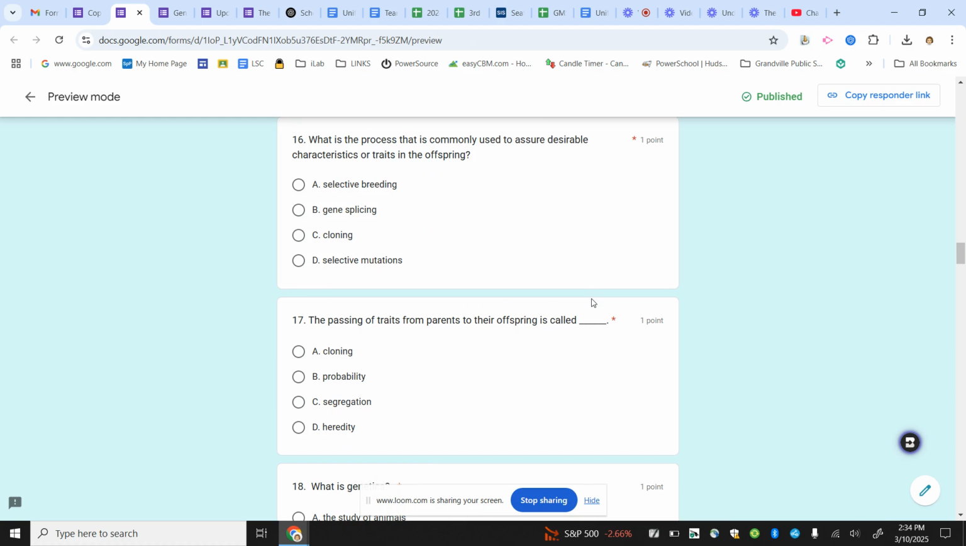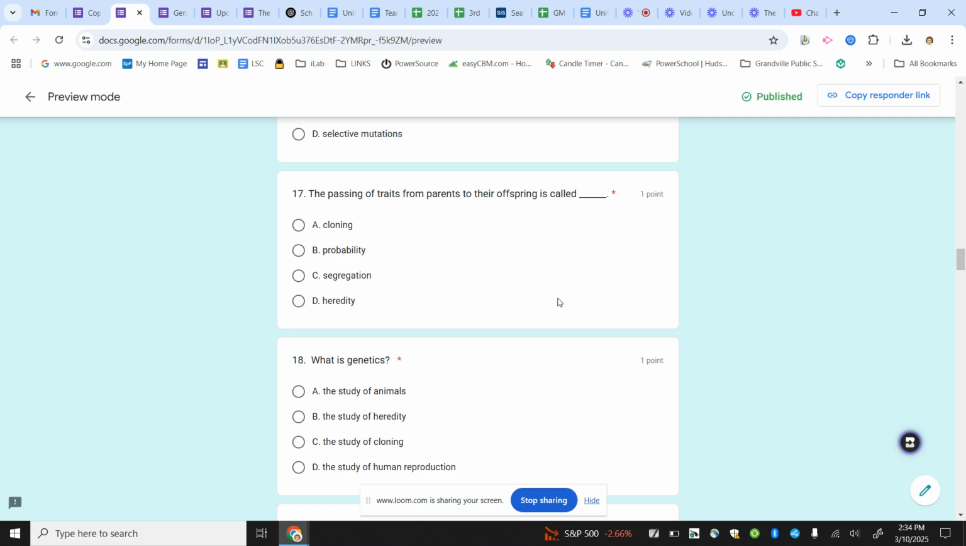Number 16, what is the process that is commonly used to assure desirable characteristics or traits in the offspring? A, selective breeding. B, gene splicing. C, cloning. D, selective mutations.